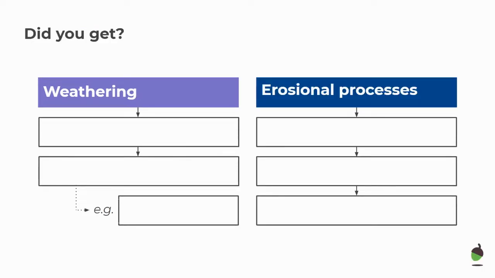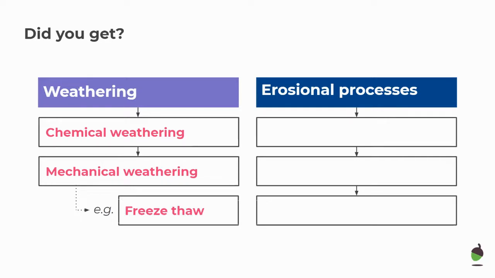Welcome back. Let's see how you got on. Let's have a quick check. Did you get the weathering? Chemical weathering and mechanical weathering, and our example was freeze-thaw. The erosion processes, remember it's HA, hydraulic action, abrasion, and attrition. Well done. Your diagrams, by the way, are looking very neat.